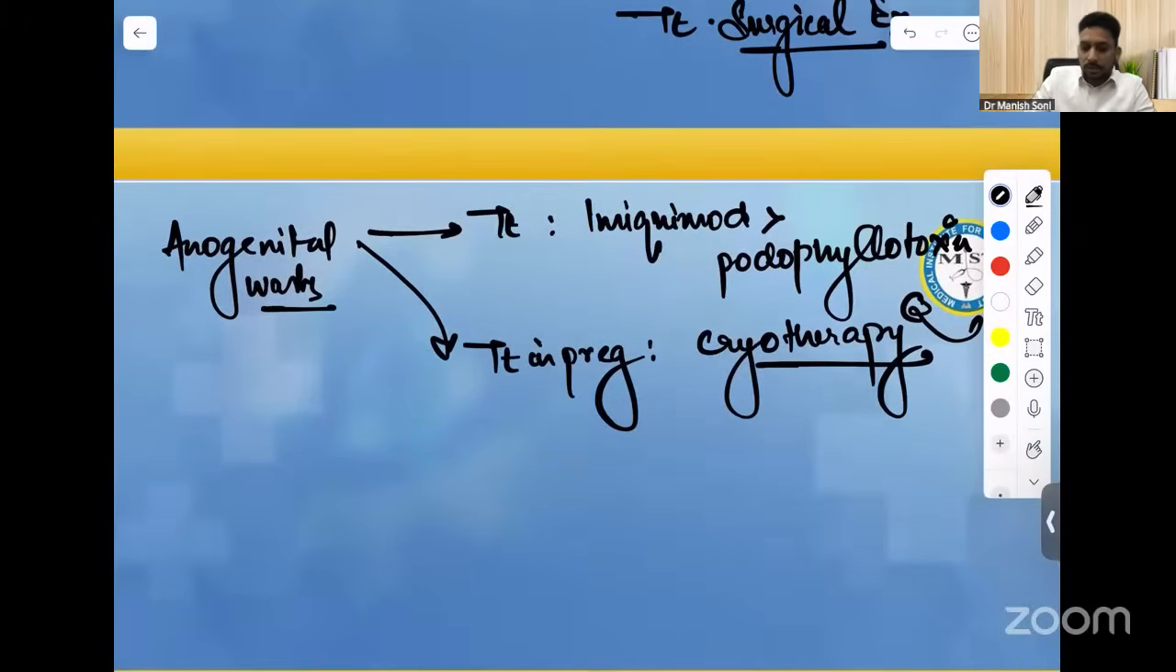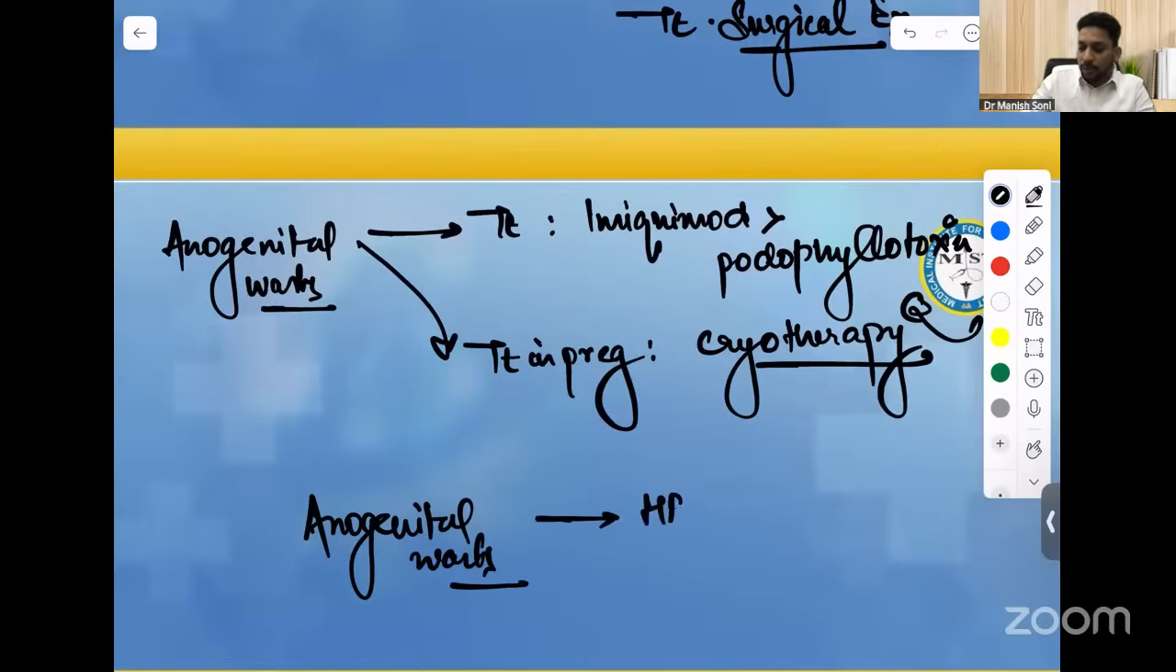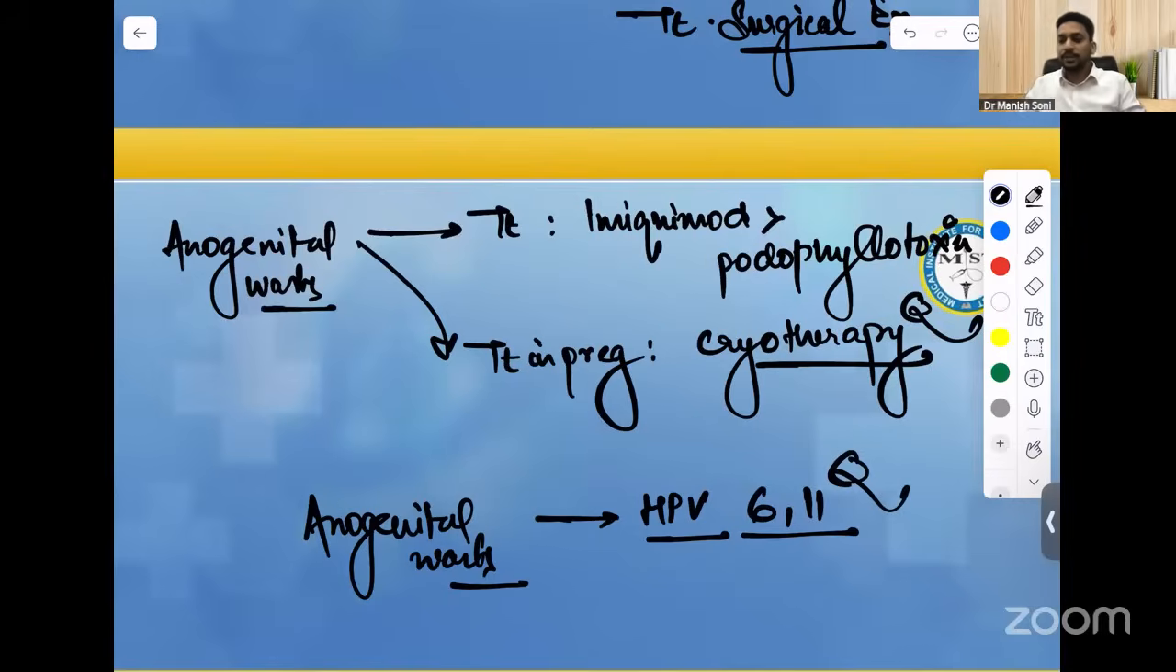What is the cause of anogenital warts? Anogenital warts are caused by human papilloma virus 6 and 11 subtype. So 6 and 11 subtype are the most common agents which cause anogenital warts.